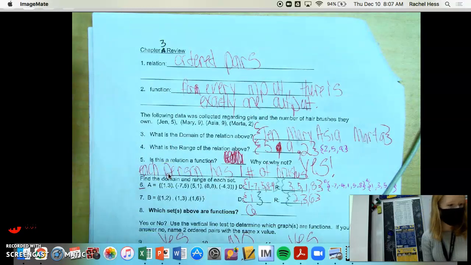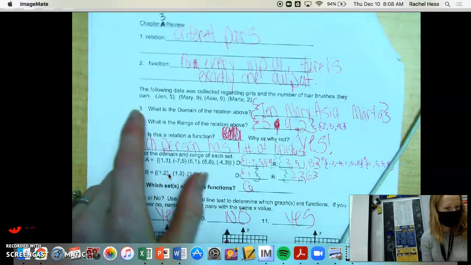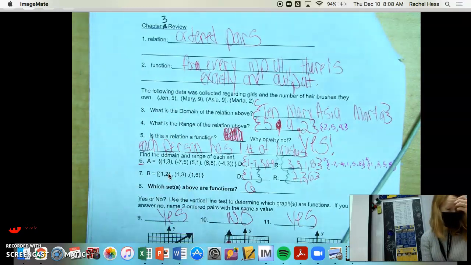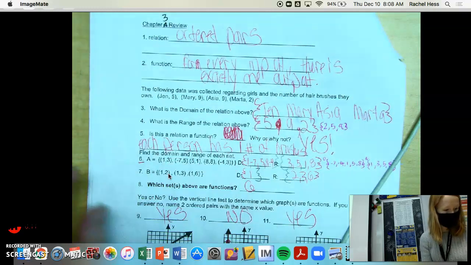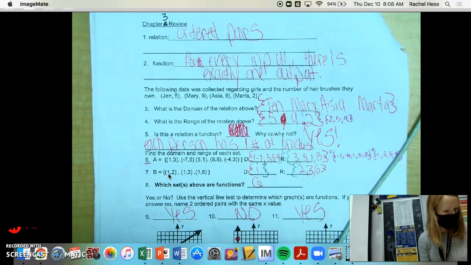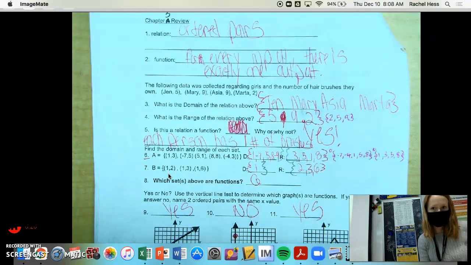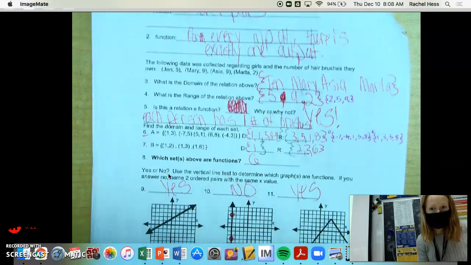Chapter 3 was all about functions. The definitions of relation and function are important and all, but they won't be on your exam. I care more about domain and range. So can you find the domain and range? And then do you know how to tell if something's a function or not, right? So I think I had you guys do those. And then we had some of the vertical line test as well, right?